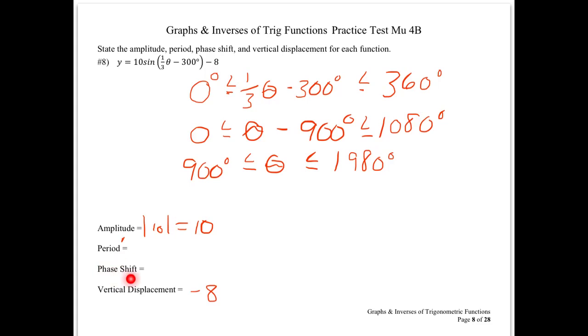Phase shift: we were starting at 0, now we're starting at 900. So the phase shift is 900 degrees. New period: you take the end minus the beginning of your period. So that's 1980 minus 900, which is going to be 1,080. That's the new period.